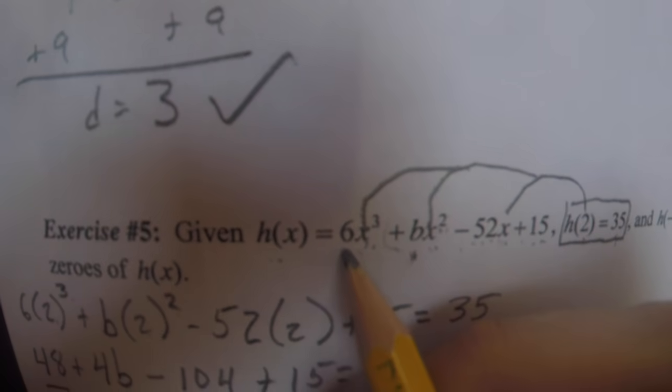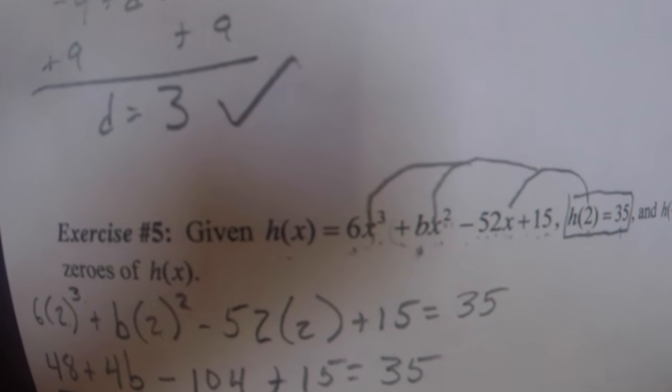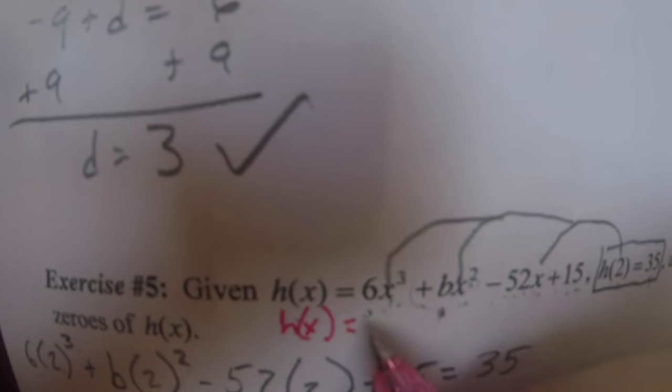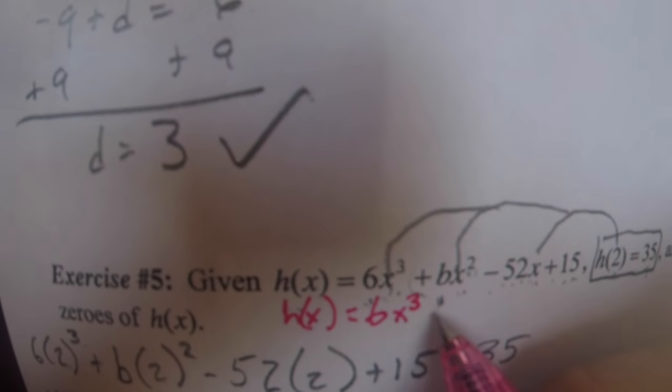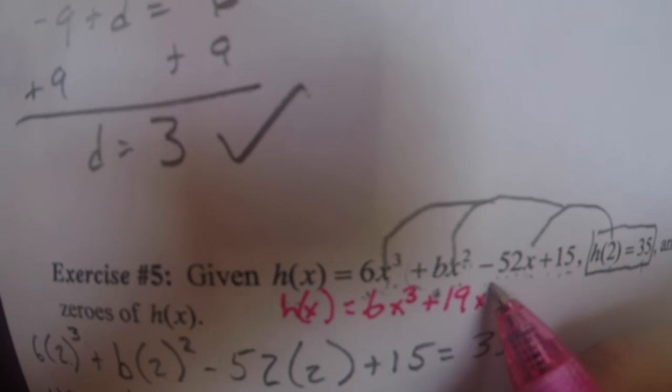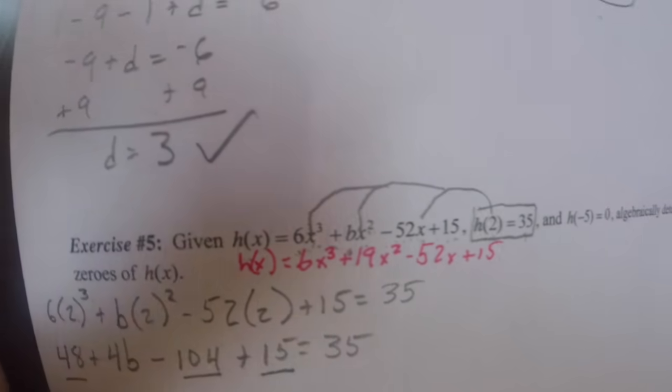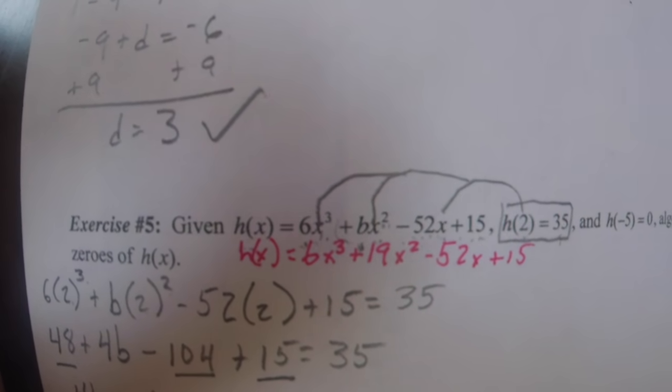I'm just going to write that here just to remind ourselves. H of x actually equals 6x to the third plus 19x squared minus 52x plus 15. That's the actual function.